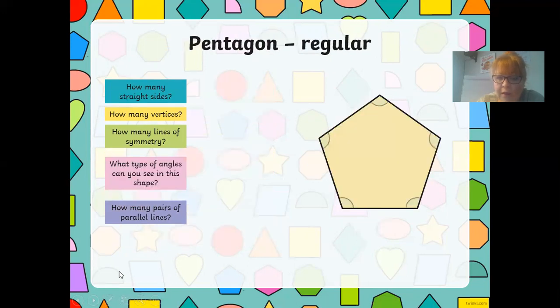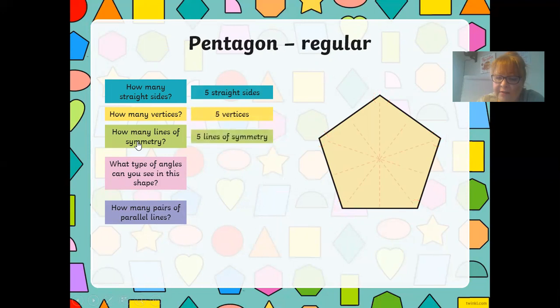Okay. So then we're moving on to our regular pentagon, a 5-sided shape. It has 5 vertices. It has 5 lines of symmetry. It has 5 obtuse angles, and it has no pairs of parallel lines.